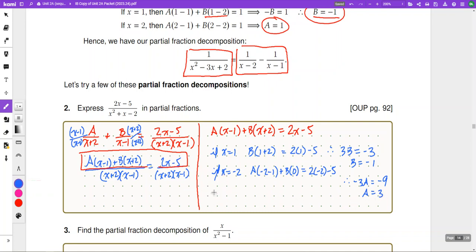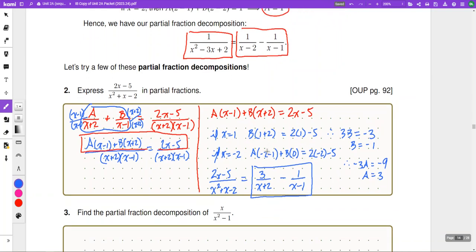So then that tells me that the partial fraction decomposition is going to be 2x minus 5 all over x squared plus x minus 2, that will be able to be decomposed as 3 over x plus 2, right? And then minus 1 over x minus 1. And once again, where did I get that x plus 2 and that x minus 1? From the original setup that I had for the equation. So the partial fraction decomposition, or expressing this in partial fractions, would be given by that expression.